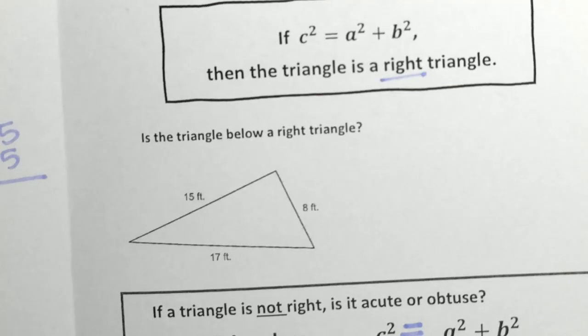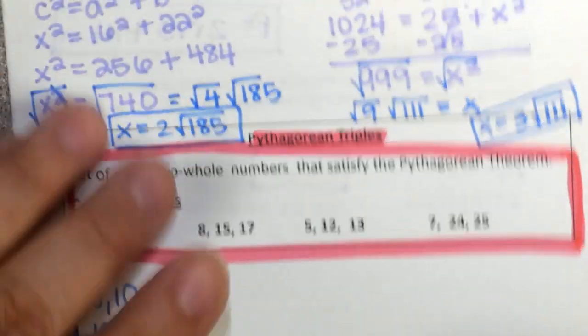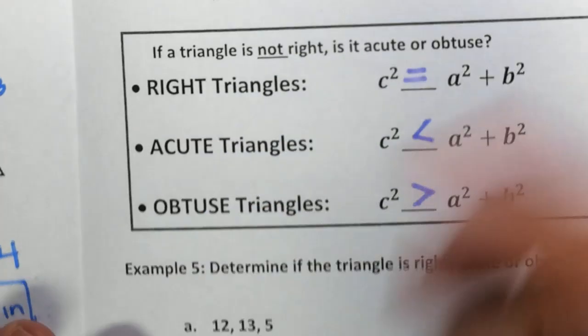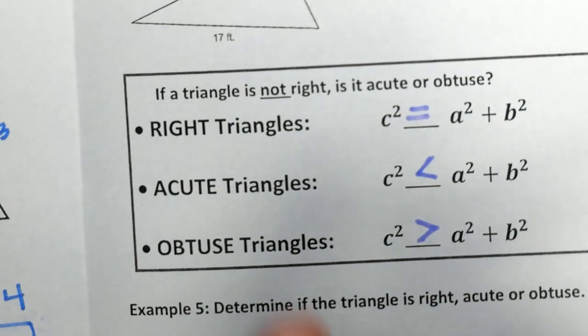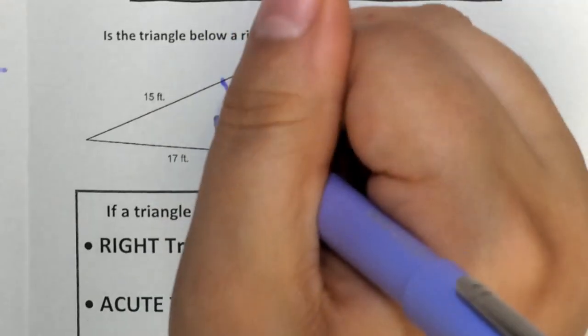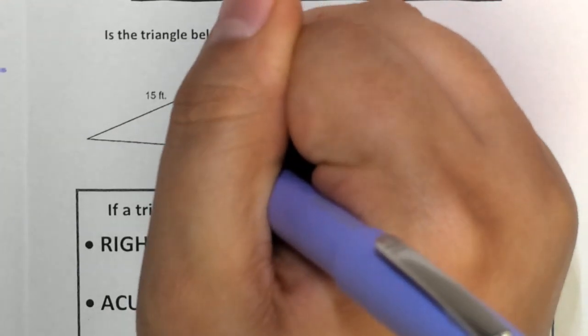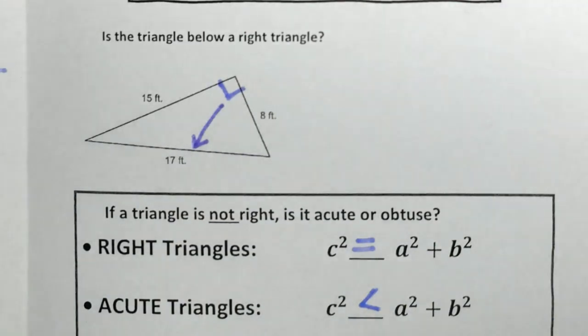These are a Pythagorean triple. Look at the front of your paper. We've already done 8, 15, 17. You can add a right triangle in here across from the 17. Why does it have to be across from the 17? 17 is the biggest number. That's my C. That's my hypotenuse. That's my biggest number. Okay?